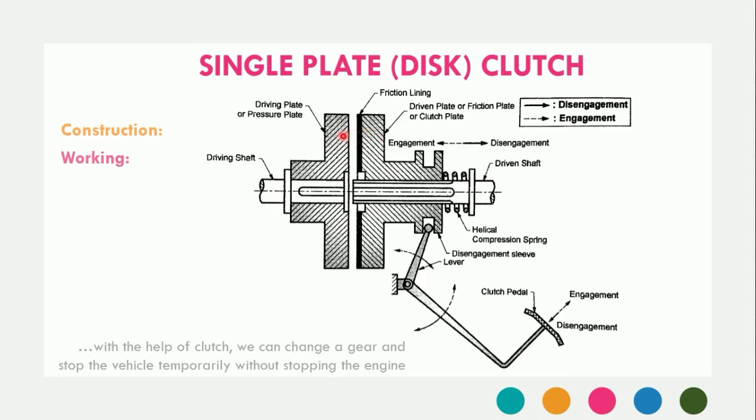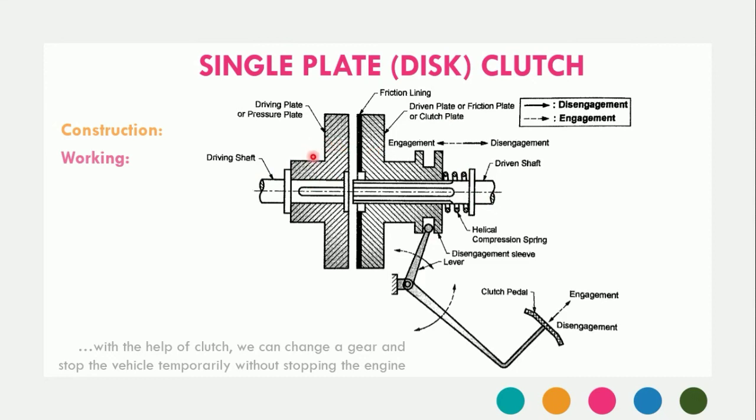Whatever the frictional force between these two contacting surfaces, that is responsible for transmission of torque from the driving plate to the driven plate, and ultimately the further power transmission is from the driven plate to the spline shaft by means of the splines of the respective shaft. And hence we say that by means of this clutch, we can transmit the power from the driving shaft to the driven shaft in this engaged position.